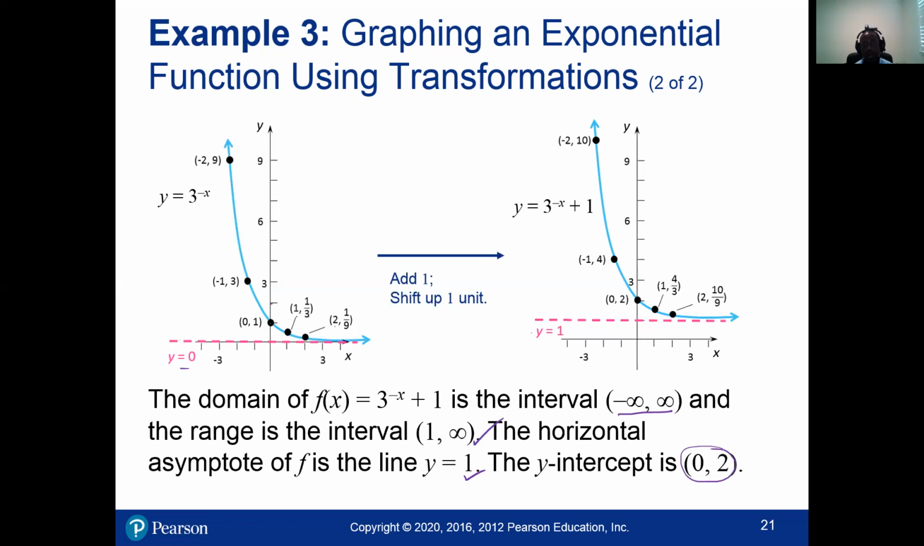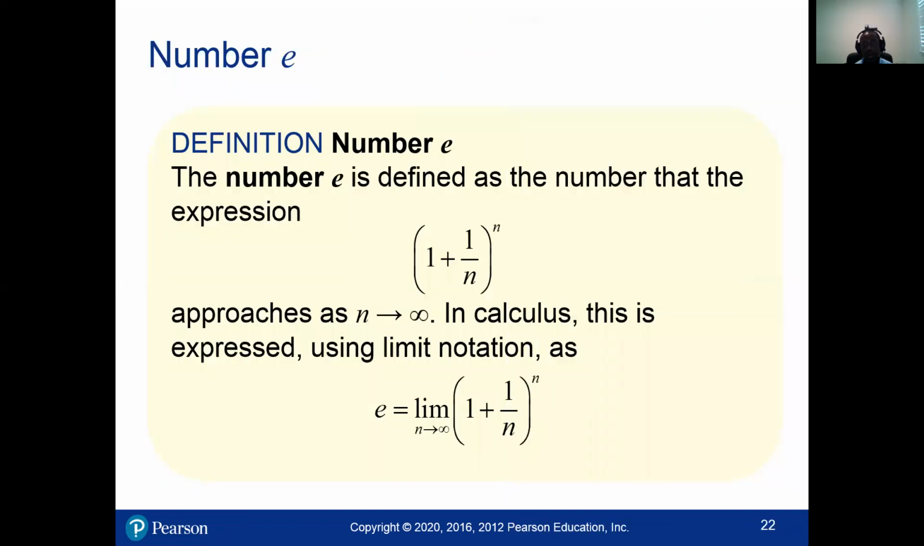Okay, let's go to the next. Let's define the number e, because it could be a base. One thing before we go on: the graph of an exponential function is one-to-one. What does it tell us? If it's one-to-one, then it's going to have an inverse function. The inverse function we'll talk about in the next section, 5.4, the logarithmic functions.